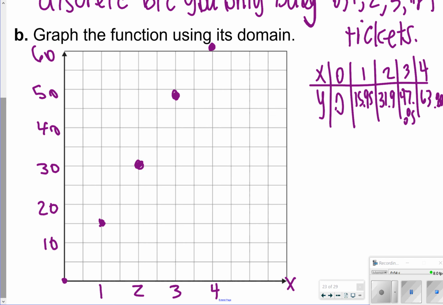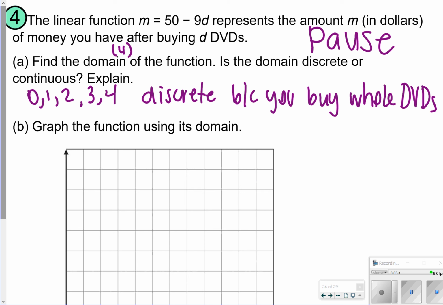So for letter A, it says find the domain of the function. Is the domain discrete or continuous? For number 4, your domains could be 0, 1, 2, 3, and 4. And that's going to be discrete because you buy whole DVDs, right? You don't buy a DVD and a half. Otherwise, it won't work. And then it says graph the function using its domain.